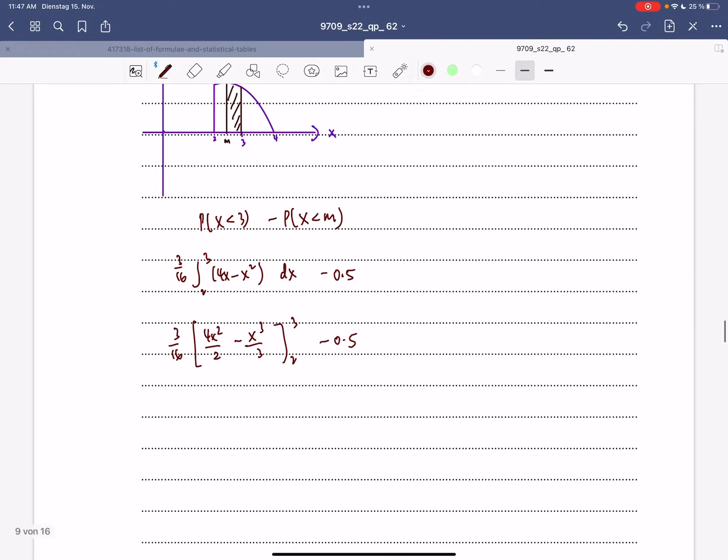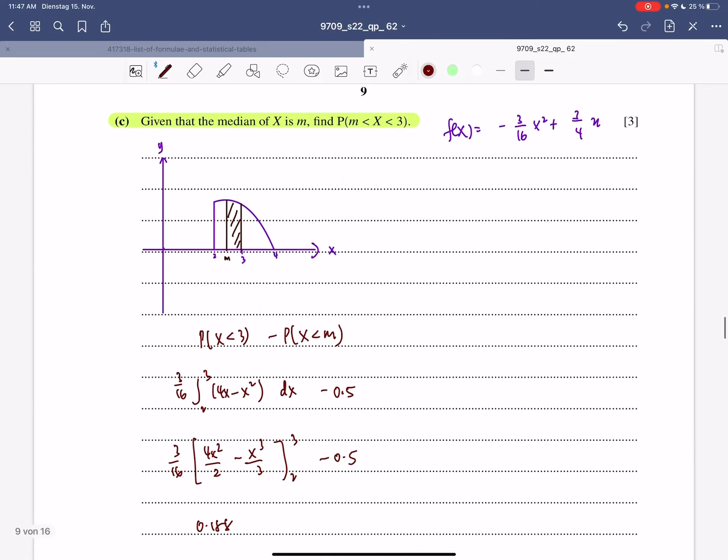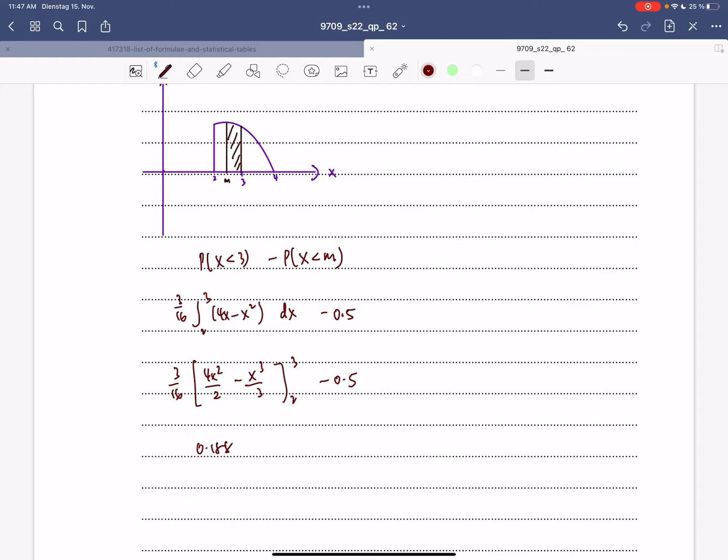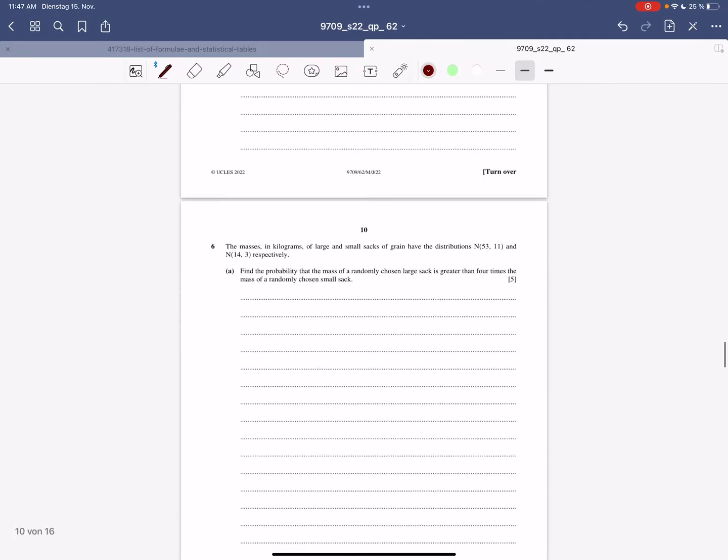And you solve this, you will get 0.188. Okay, that's the answer. Let me check. Yeah, 3 significant figures. Okay. So question number 6.